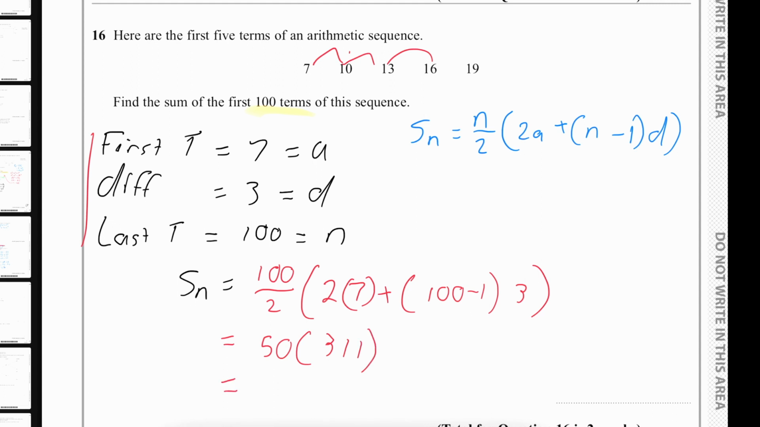311. Multiplying those together, I get 15,550 as my answer.